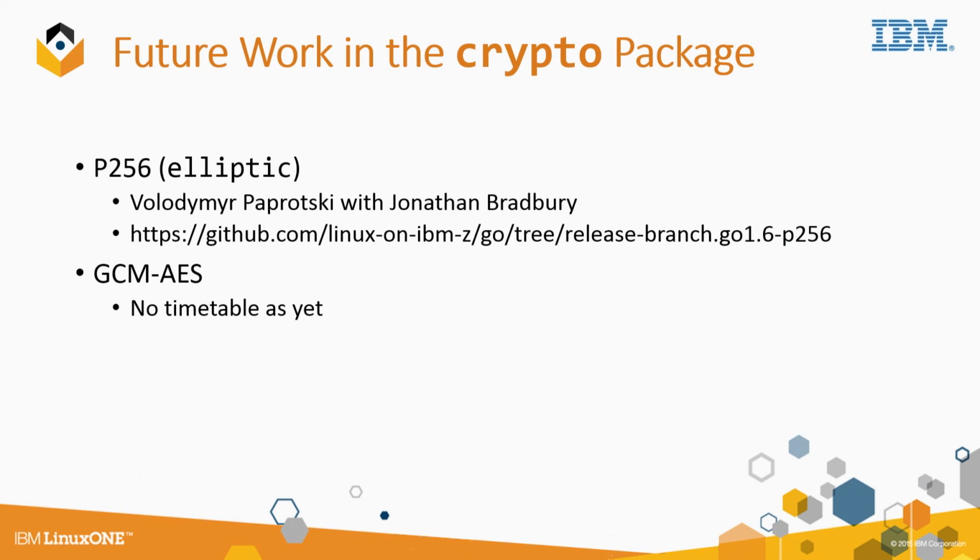So what sort of future work are we looking at? Those of you who went to George's talk yesterday will have heard him recommend P256, which is for signatures. This is in the elliptic package. Currently this isn't optimized on Z, but my colleagues, Vlad and Jonathan, have been working on optimizing it for Z, and hopefully this will go into 1.8. There's some code available already. It's not quite finished, but it's there.